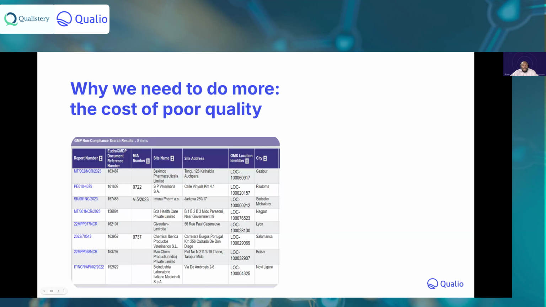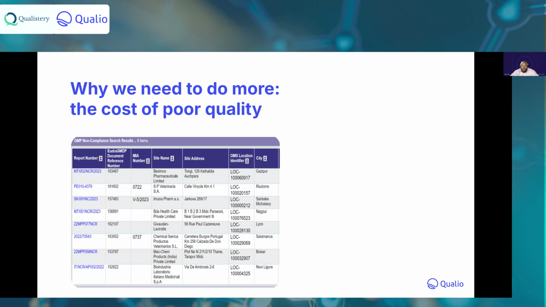Yeah. So the thing about poor quality is that, simply put, it is expensive. Poor quality is expensive. And when we think about poor quality, we are really talking about things like failed batches. We're talking about recalls. We are talking about warning letters or regulatory penalties. Each one of those things have a way of hitting the bottom line, whether we want to agree or not.